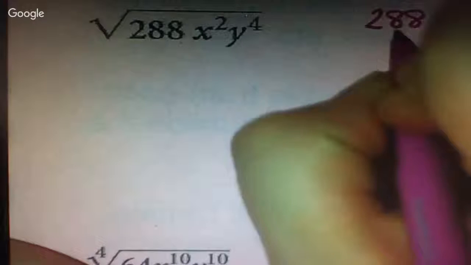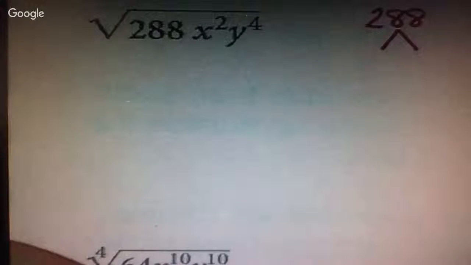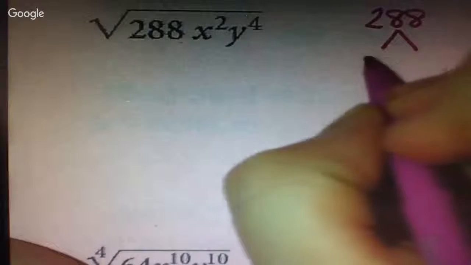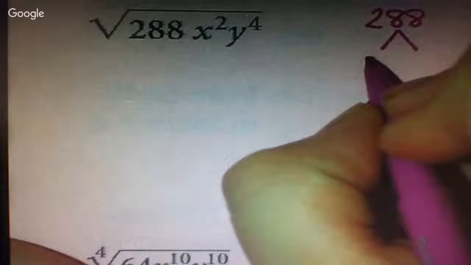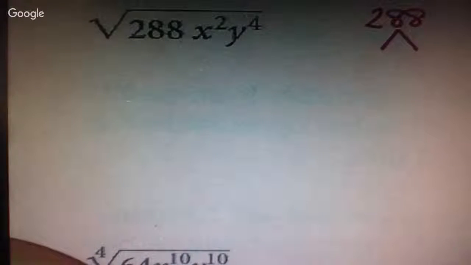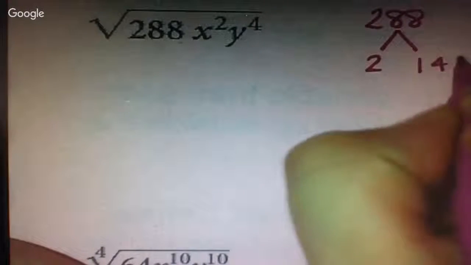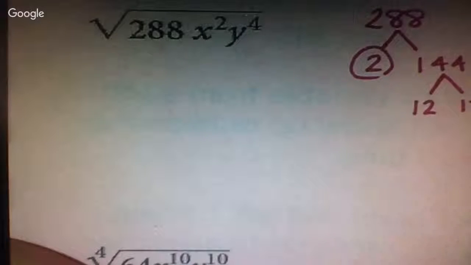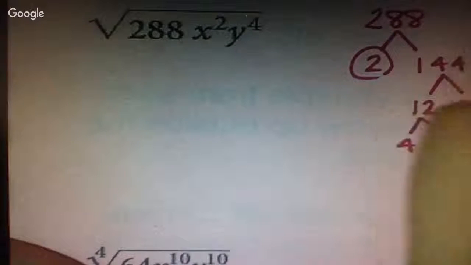Take a look at this one. We need to break down 288. 12, and 4. Well, 2 and 144. And now 144 is 12 and 12. 12 is 4 and 3, and 4 and 3. And 4 is 2 and 2, and the 2 is prime.